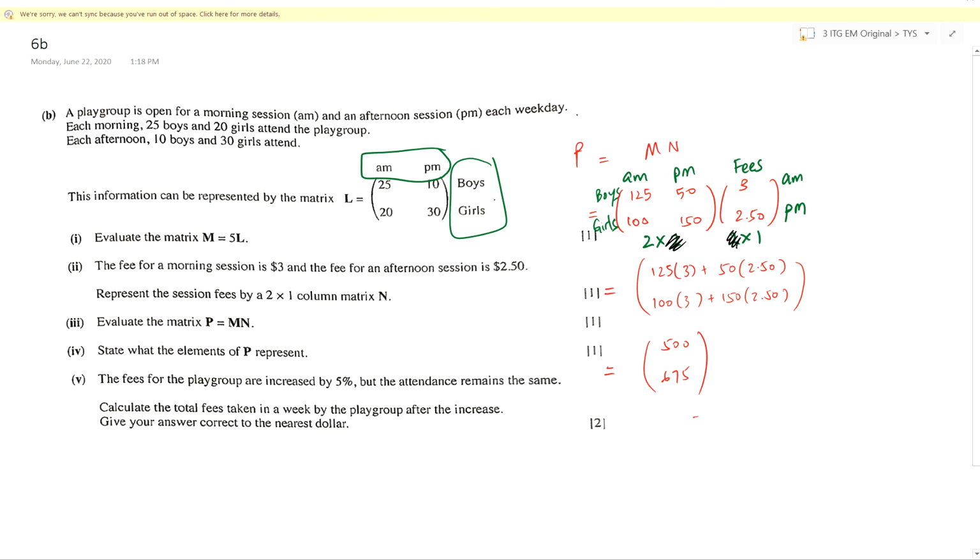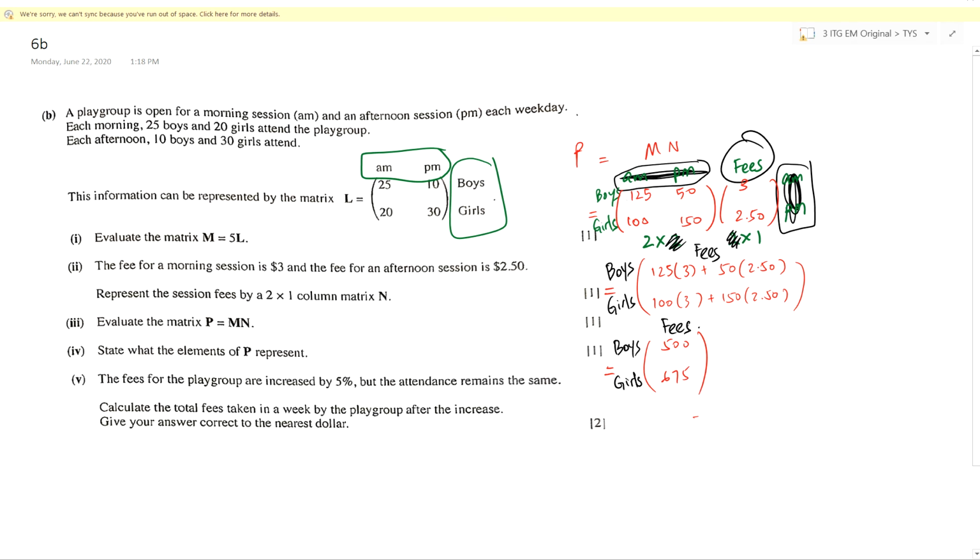We do the same for the headers. You see the AM, PM that appear twice, cancel them away. When you cancel whatever is common, we are now left with boys and girls, and the only other header that is left is your fees. So this is what the elements represent. Boys, girls, and fees.